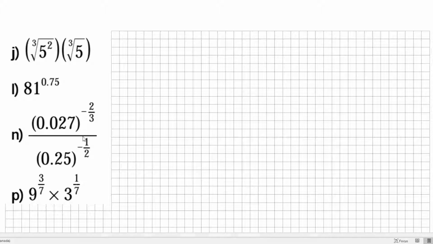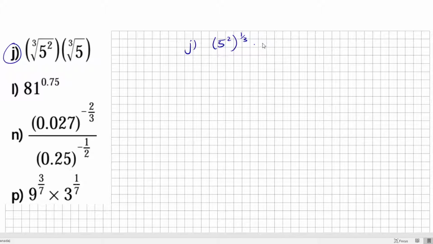This is a video solution for number 5, J, N, and P on page 16 of the textbook. The first thing that we're going to do for J is I'll just rewrite this, but instead of using the cube root, I'm going to rewrite that as a rational exponent.